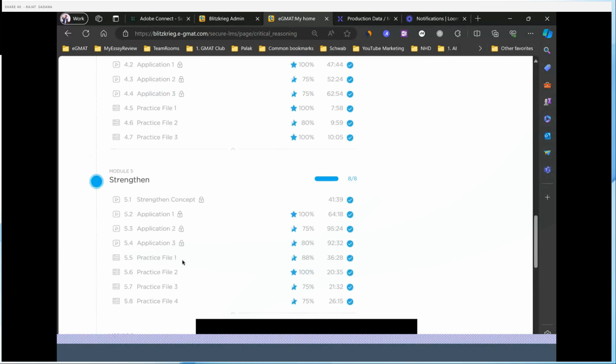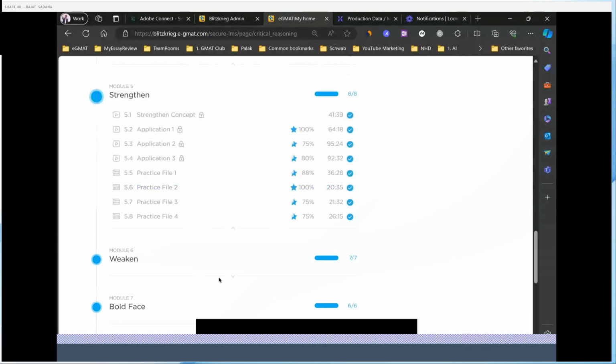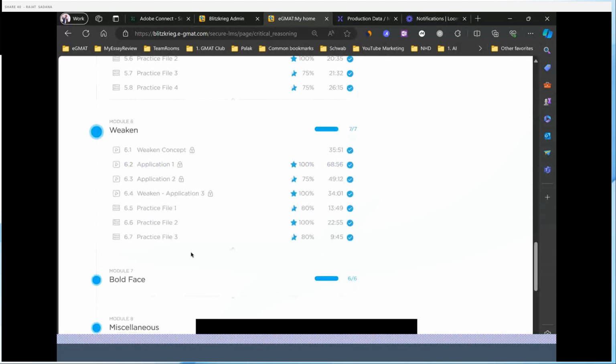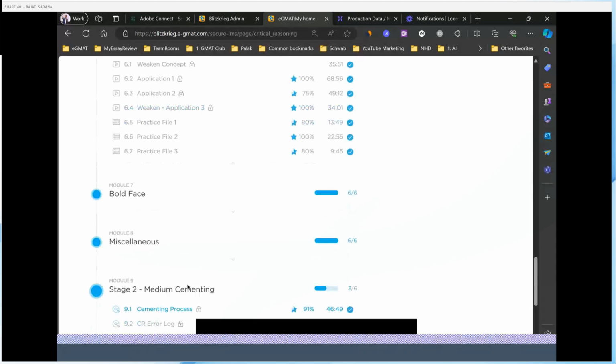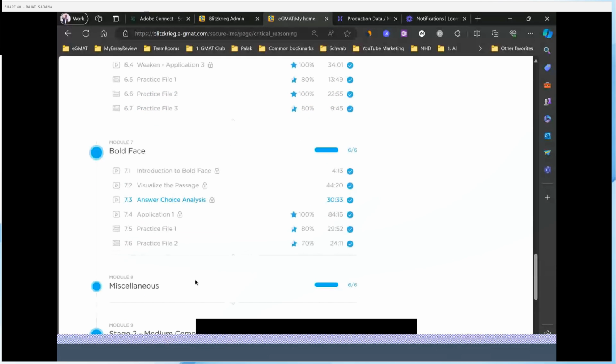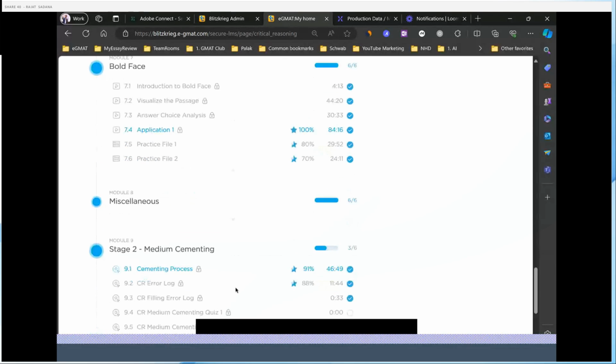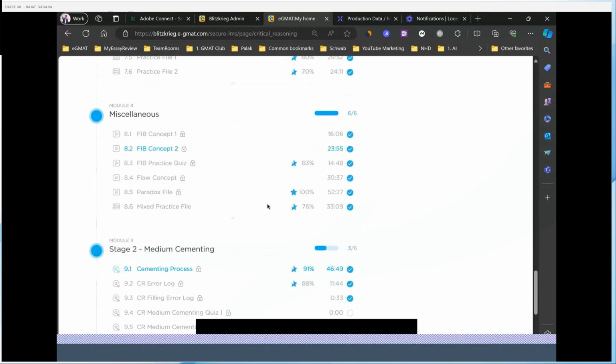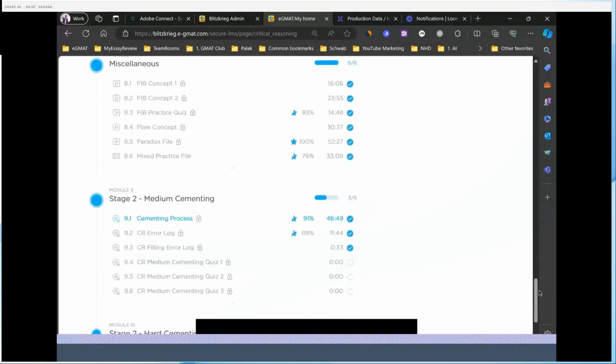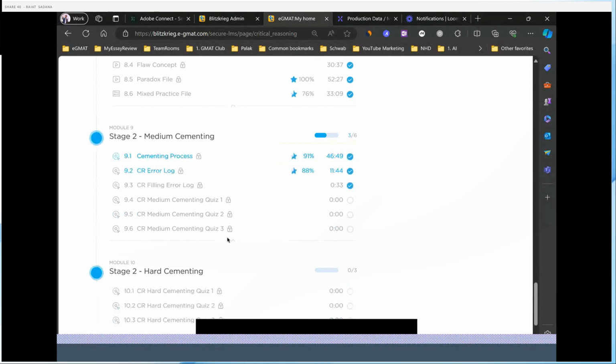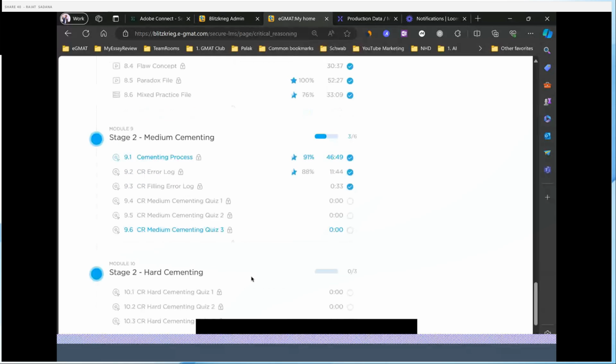You repeat the same thing in assumption, but another 40 questions in assumption here. Do the same thing in weaken, another 40 questions or so in weaken. Same thing in boldface, but 20 to 25 questions in boldface. And then you go through fill in the blanks, logically complete, flaw, paradox, and all the other question types here. Okay, and then after that, you go through the cementing process, the process of filling an error log, and you have these cementing process.